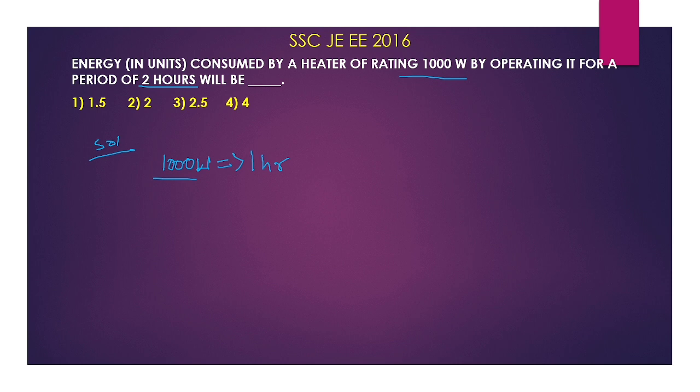So for 1 hour it is consuming 1000 watts, so for 2 hours we just need to multiply it by 2. 1000 into 2 hours, so the answer is 2000 watts, or 2 kilowatts, or units. So the answer is 2.